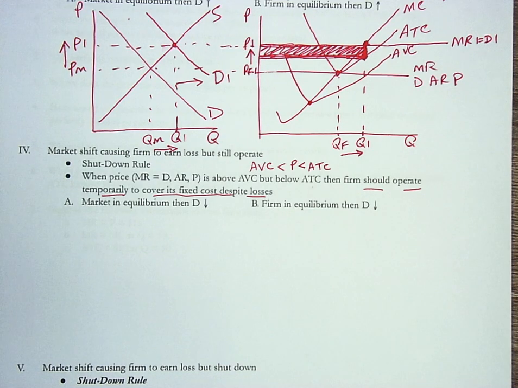If they shut down, they lose all of their fixed cost. And so then they're really in a worse spot. So they're going to operate temporarily at a loss. Now, this only is going to be in the short run.